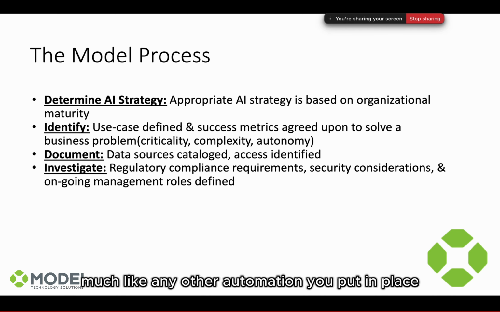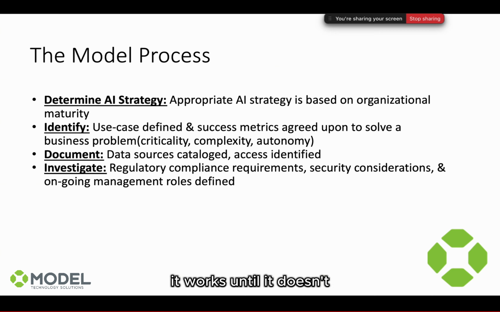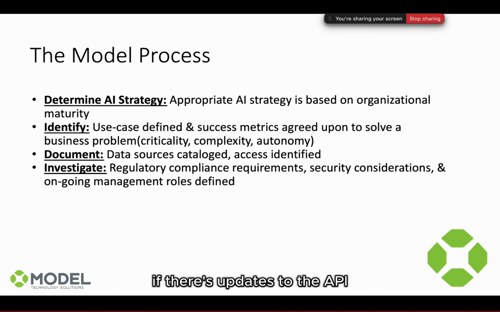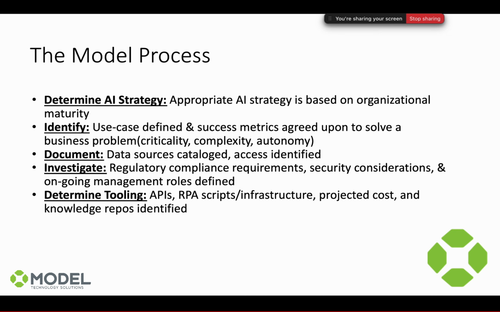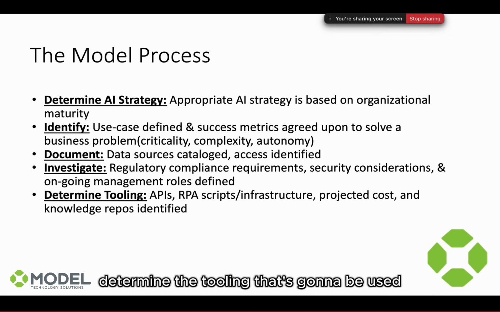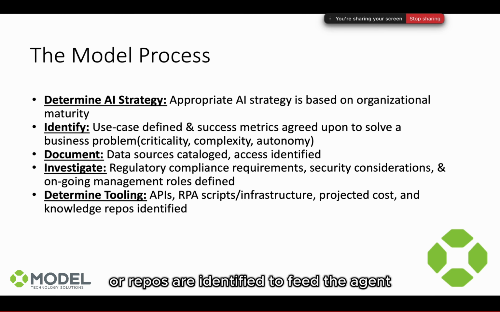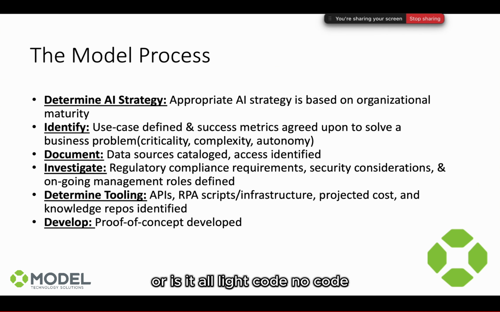Much like any other automation you put in place, it works until it doesn't. So somebody will need to manage it if the tool updates, if there's updates to the API, if the versions change, things like that. Determine the tooling that's going to be used. Is it API based? Are you using RPA scripts, infrastructure? What's the projected cost? What knowledge or repos are identified to feed the agent? Are you going to have to code a lot on the agent, or is it all light code, no code?